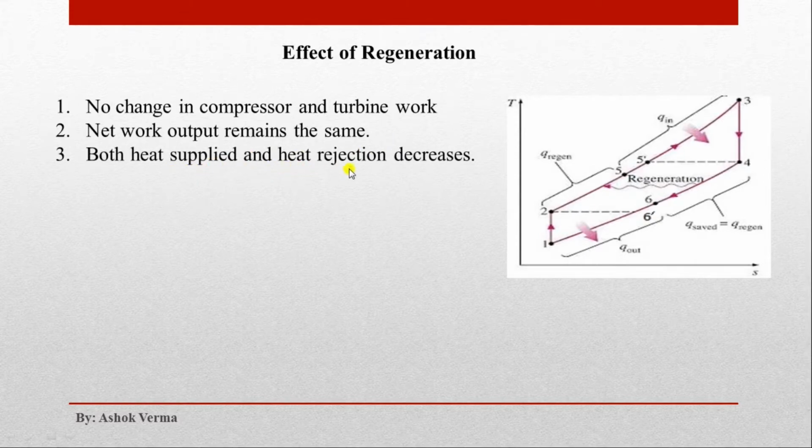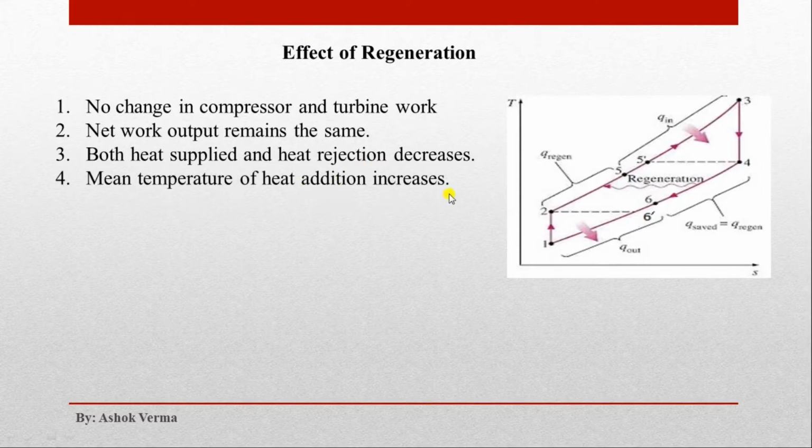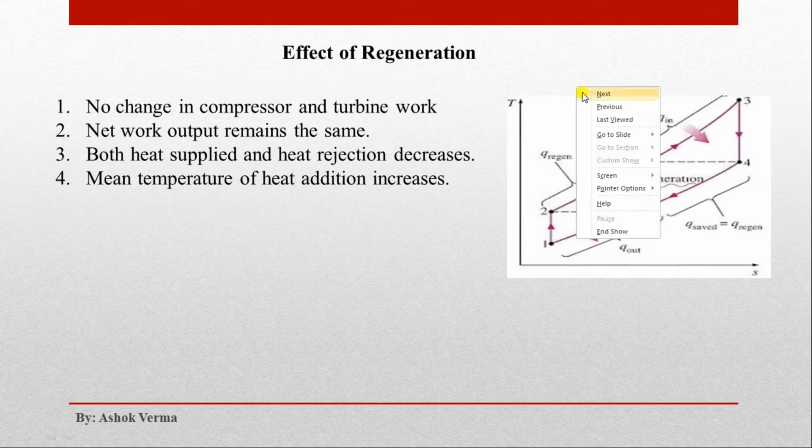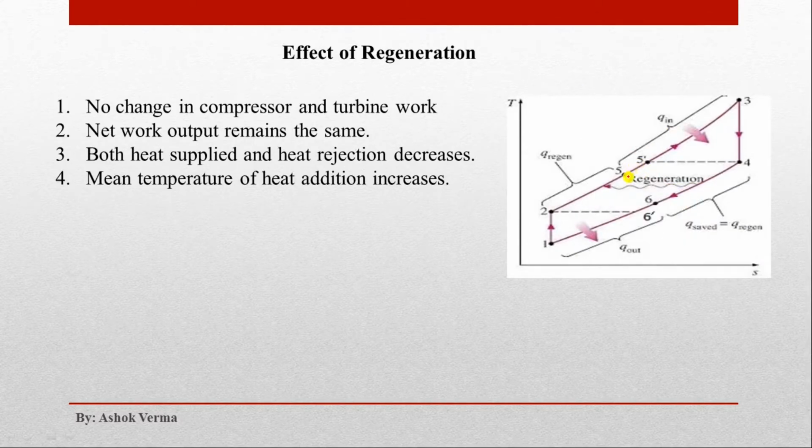Both heat supply and heat rejection decrease, because you have to supply the heat from point 5 to point 3, and you have to reject the heat from point 6 to point 1. So there will be a decrease in the heat supply and a decrease in the heat rejection. So the mean temperature of the heat addition increases, because you have to supply the heat from point 5 to point 3. For this, the mean temperature will be around here.